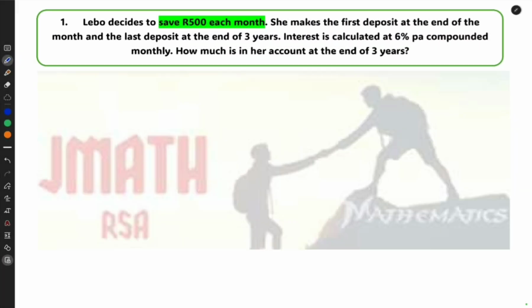Lebu decides to save 500 Rand each month. She makes the first deposit at the end of the month and the last deposit at the end of 3 years. Interest is calculated at 6% per annum compounded monthly. How much is in her account at the end of 3 years?